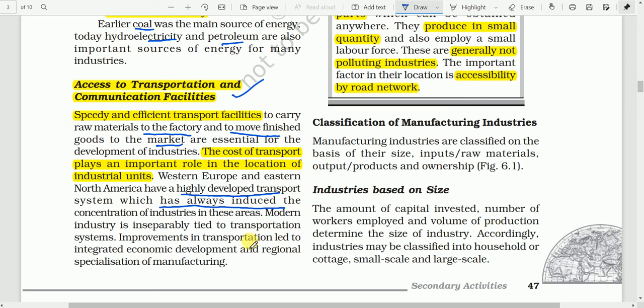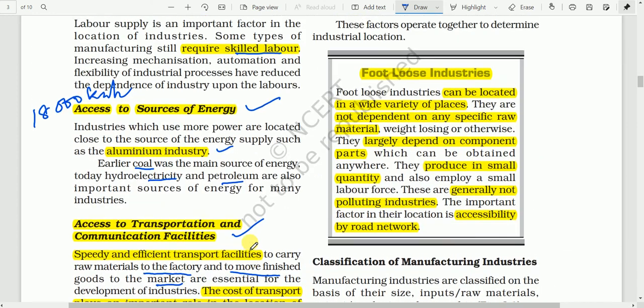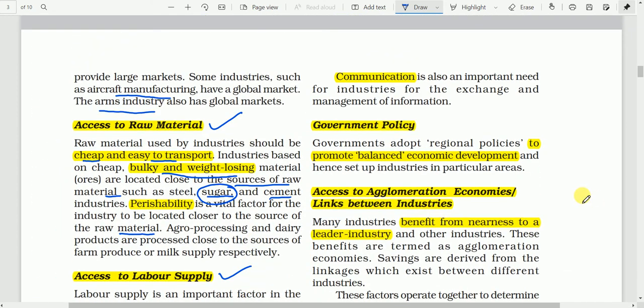Like these transportation facilities, communication is also equally important. Communication is an important need for industries for the exchange and management of information. For example, to sell your products nowadays we need a lot of advertisement. We have to make people know about our product. So in modern days, communication is also equally important, like the transport network.